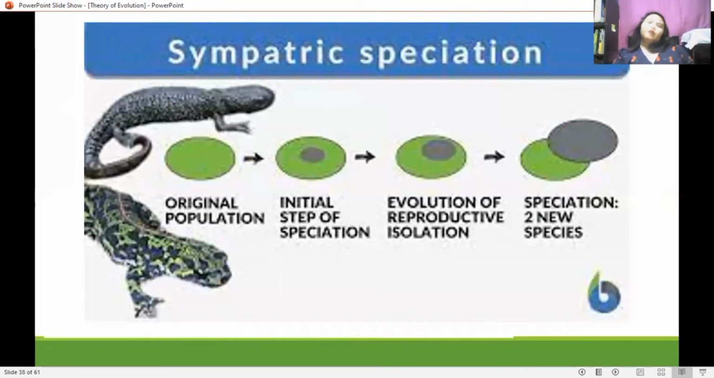Another example we have here: this one is the original population and then the initial step of speciation. Then there will be an evolution of reproductive isolation. Then there will be a production of two new species, or speciation, just like this one from the salamander, who lives on, let us say, a similar pond, and they evolve into different varieties of that species.